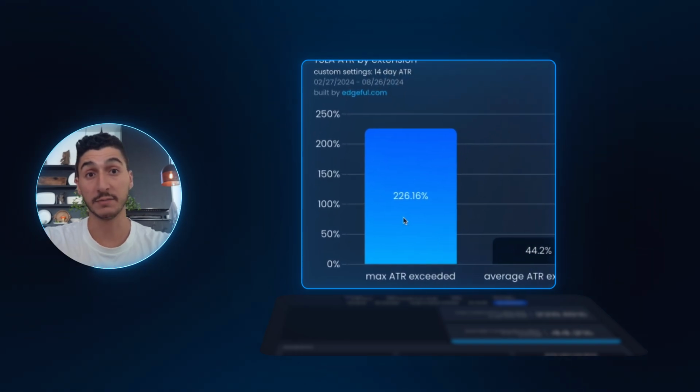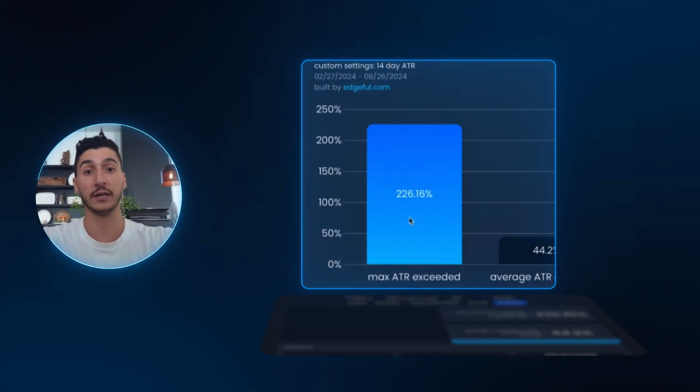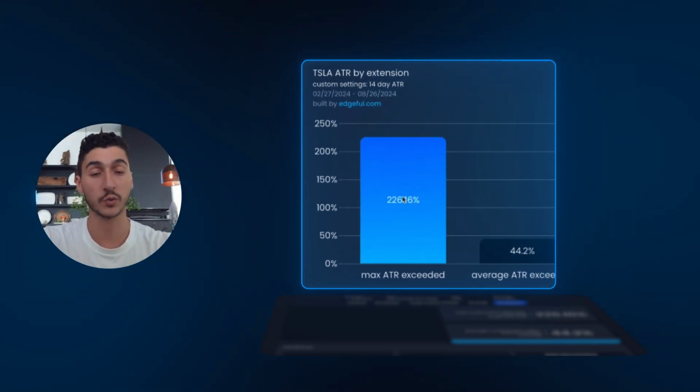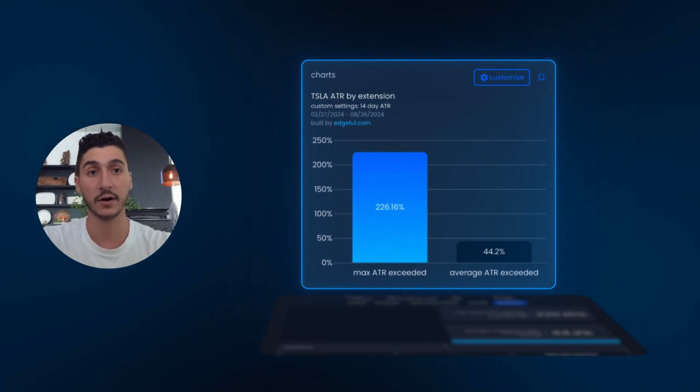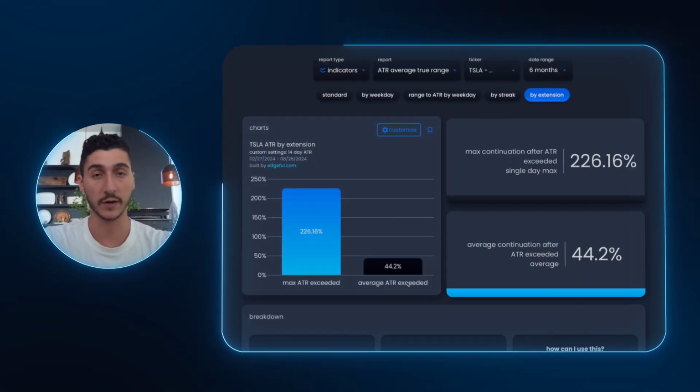Now, this is the maximum, so the single highest day in terms of exceeding ATR. So that means it went over 220% of ATR, but typically it's only going to go 44% once it goes over ATR.